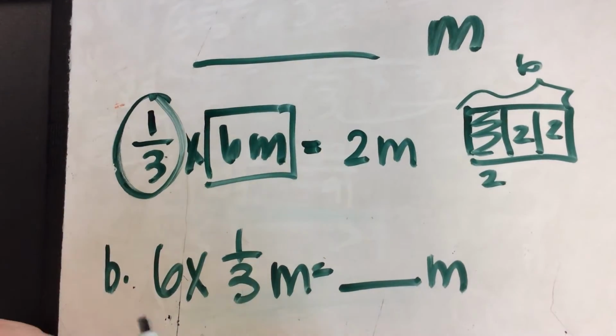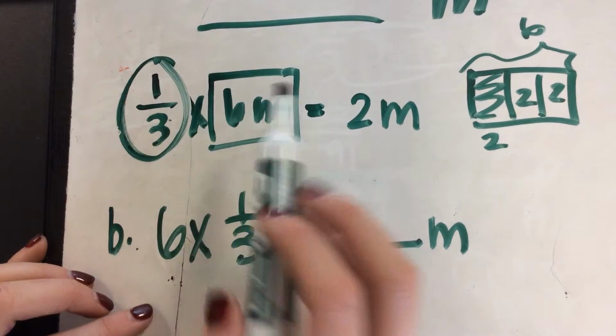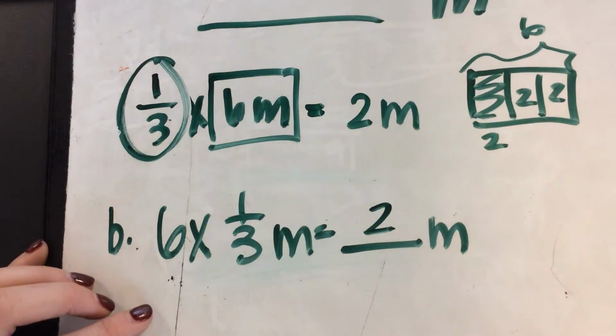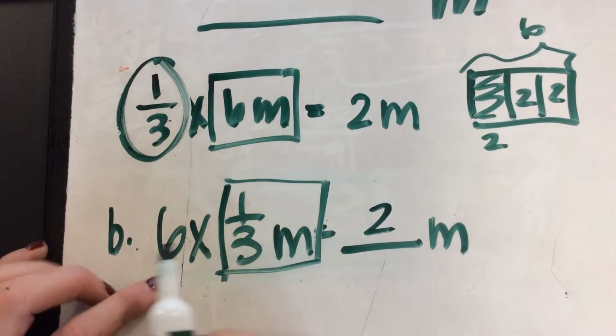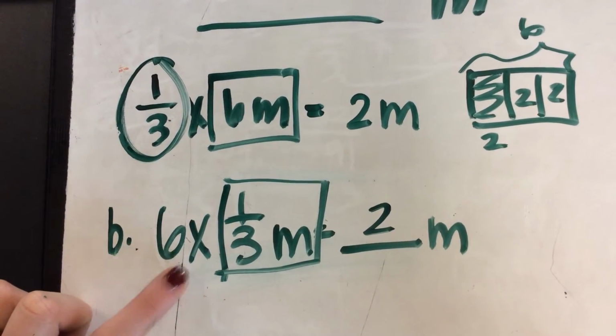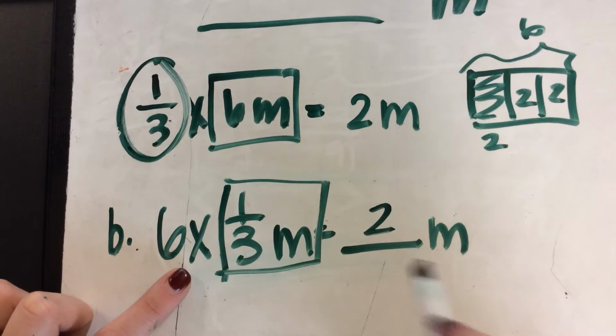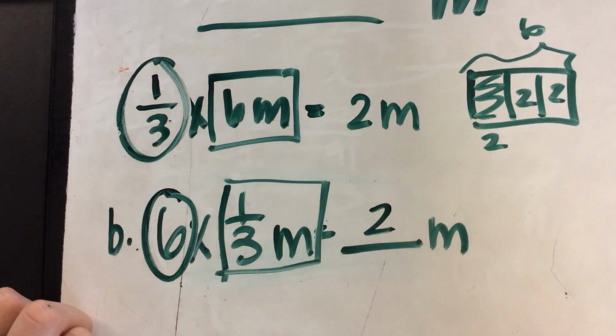Okay, so then we have to solve again. So we're doing 6 times 1/3, which is the same as 1/3 times 6. That just equals 2 meters. We're going to box our meters, 1/3 meter, and we're scaling it up by 6. So this is greater than 1, so we know that our answer is going to be bigger, our product will be bigger than the original factor. So we started with 1/3 meters and we went up to 2, and it did get bigger, so that's correct. This is our scaling factor.